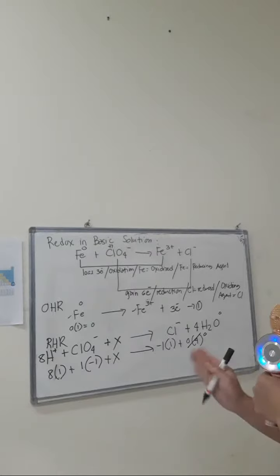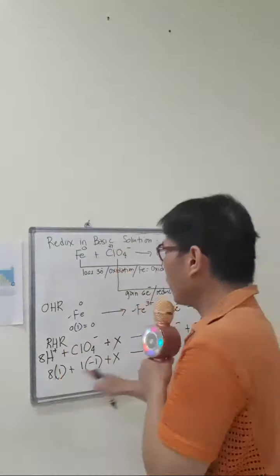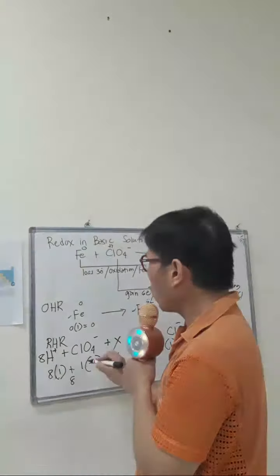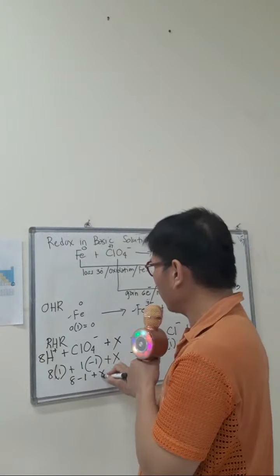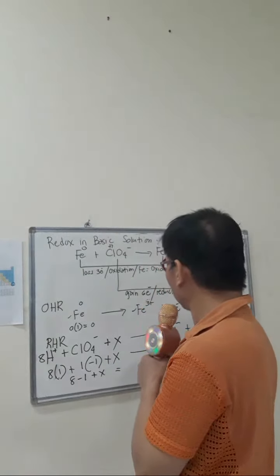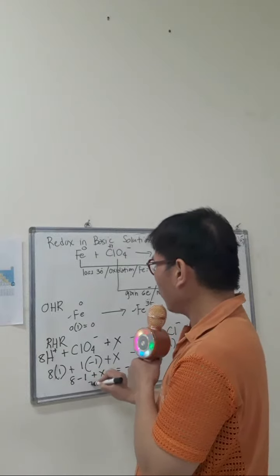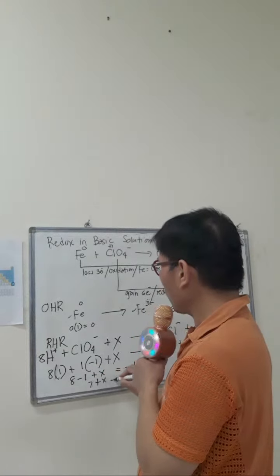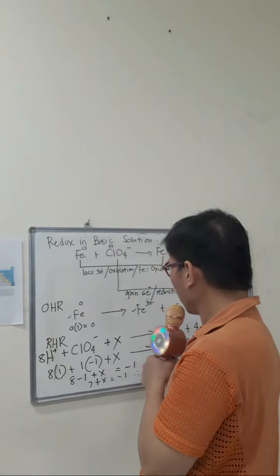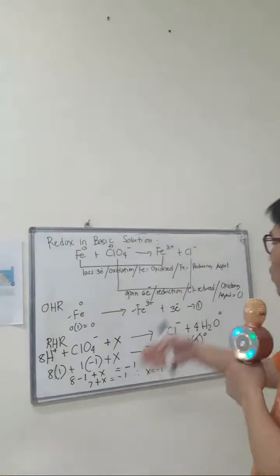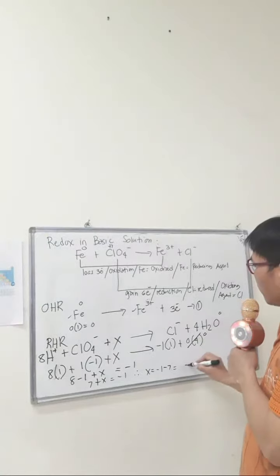So go back. This is an algebraic linear expression. 8 times 1 is 8. 1 times negative 1 plus X is equal to 1 times negative 1, which is negative 1. 8 minus 1 is 7, plus X equals negative 1. Therefore, transposing the 7 to the right, it becomes negative 7, so X is going to be negative 8.